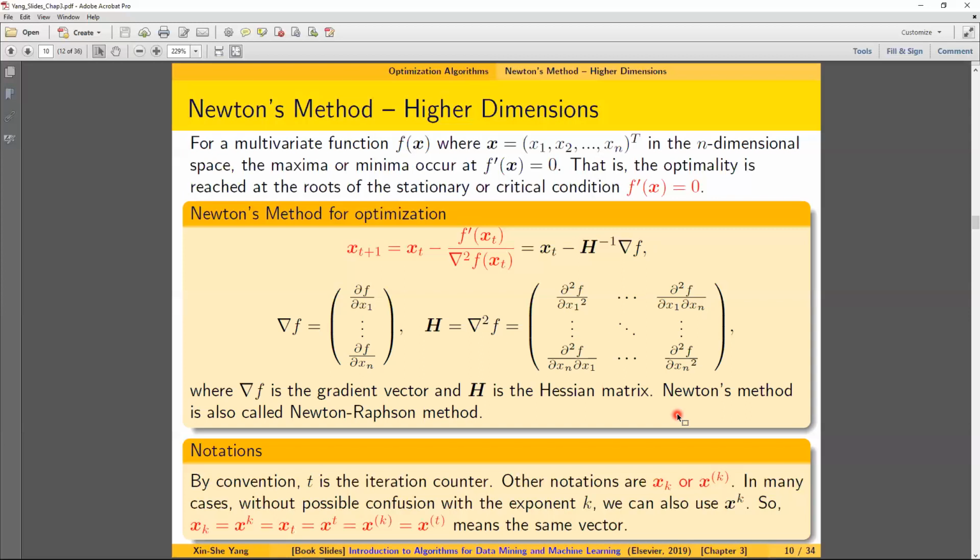Could be xk, could be x powered by k. This power has a bracket there. Occasionally we use x powered by k, just to be aware, unless there is a confusion with the exponent, right? Otherwise, you could use x powered by k. These are the list of the possible notations for different iterations of solutions.